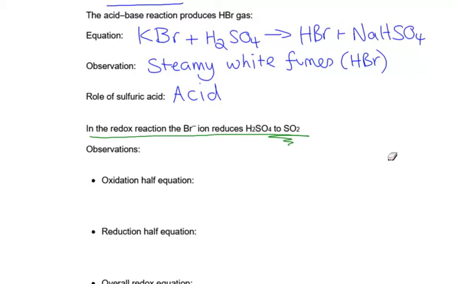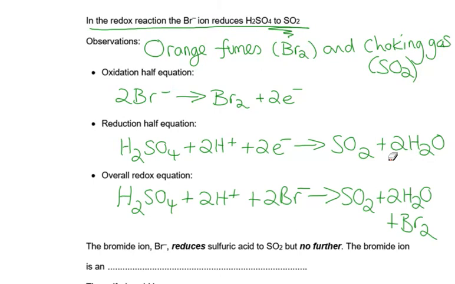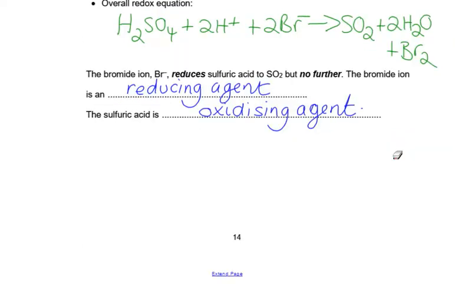If you want to have a go at writing all the equations, the half equations and the overall redox reaction, and then you can check your answers. So it's important to remember with the bromide ion, it does start to reduce the sulfuric acid. Make sure you can remember the observations for each of the products formed and then be able to write half equations. The bromide ion reduces the sulfuric acid to SO2 but doesn't go any further, so the bromide ion is acting as a reducing agent, therefore the sulfuric acid must be the oxidizing agent.